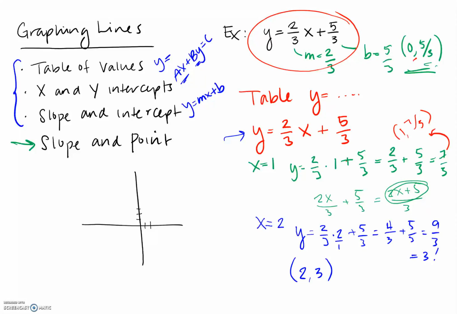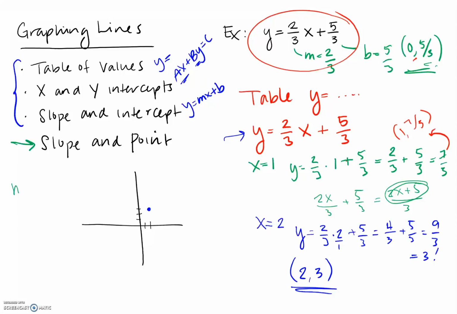So right now I'm going to use this point that we found, (2, 3). It has nothing to do with the slope. It is just a coincidence that the slope is similar. And I'm going to go put that point on my graph. And now that I have that point on my graph, I'm going to use my slope to move around.